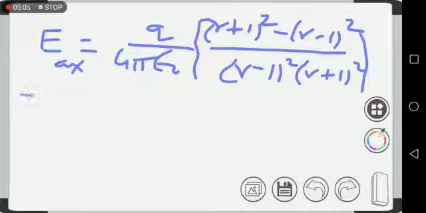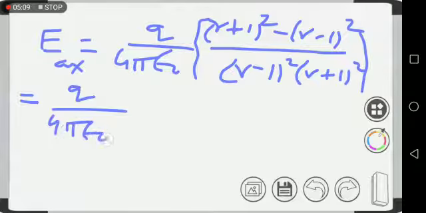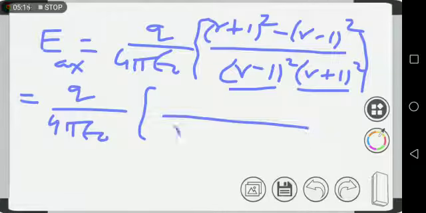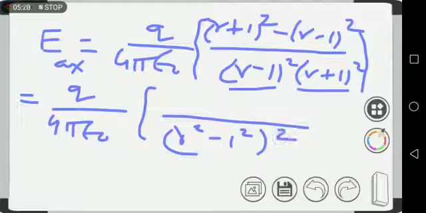Okay, q upon 4 pi epsilon naught. This is a minus b whole square into a plus b whole square, so the formula will be a square minus b square whole square. Here you can see r square plus l square plus 2lr minus r square plus l square minus 2rl. r square minus r square, l square minus l square will be cancelled out. What is remaining is 4rl.